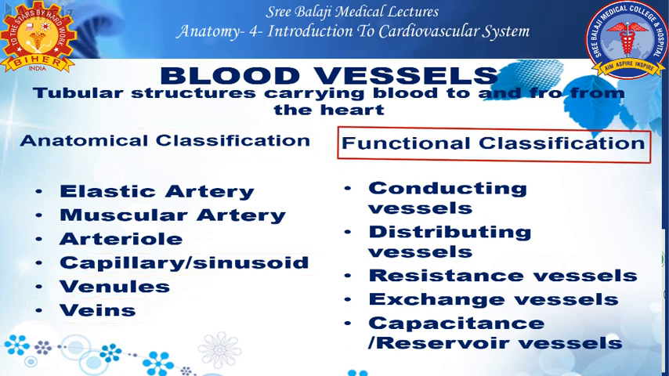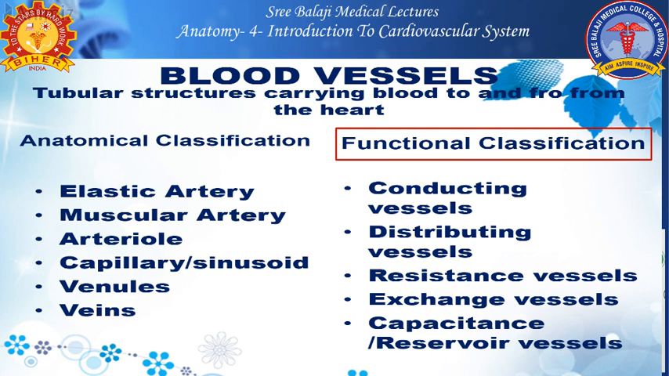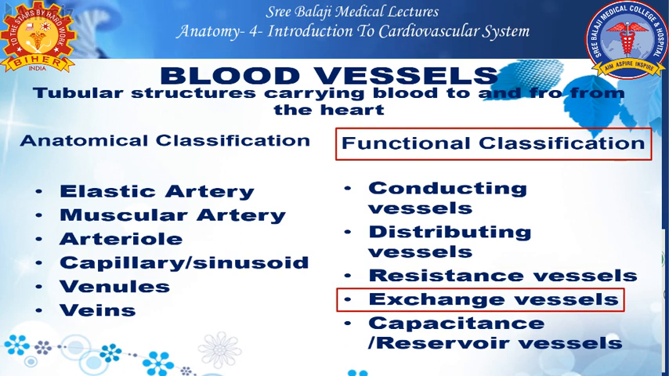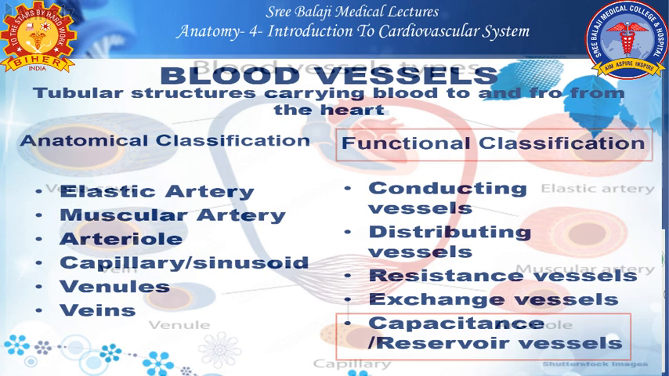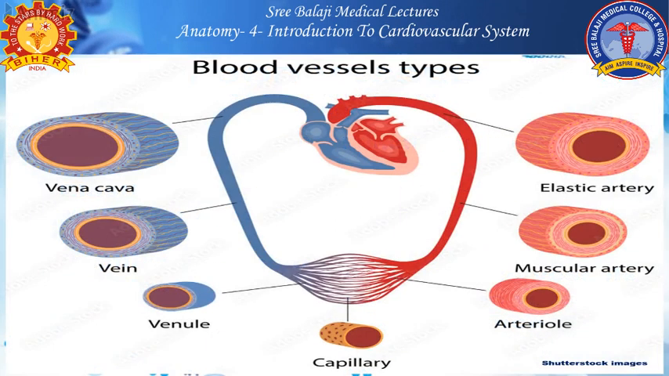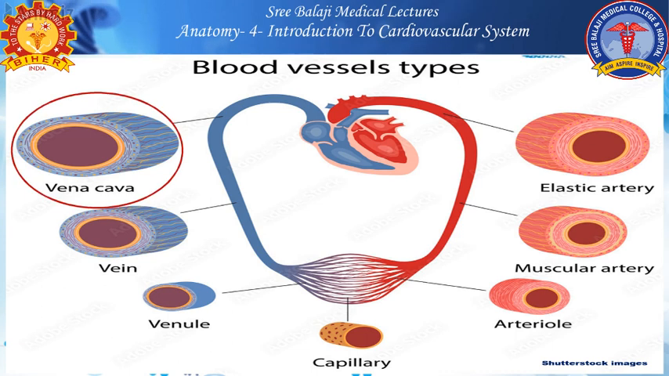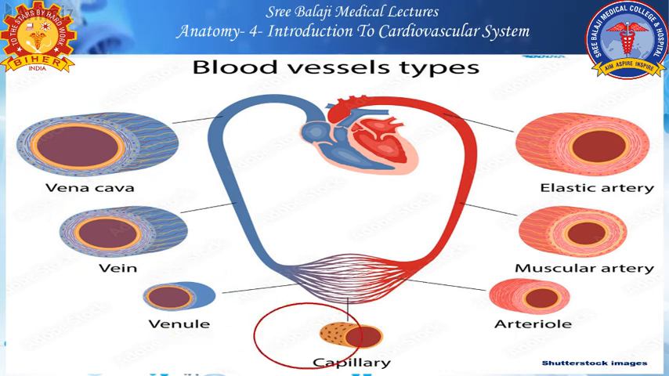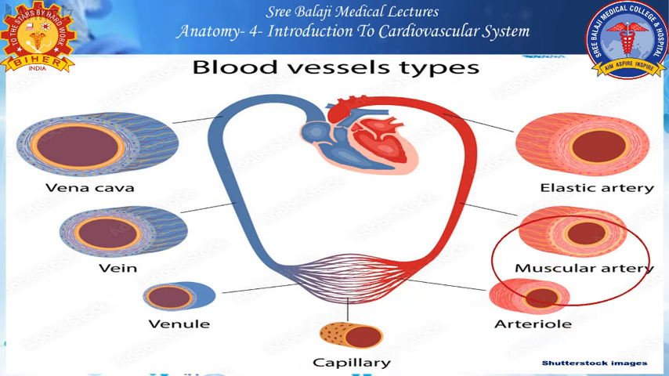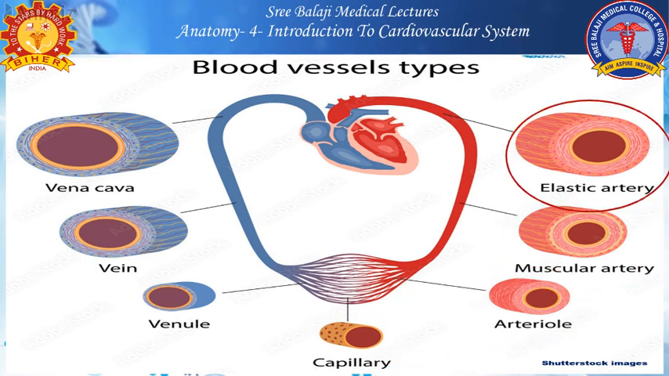In the functional classification, it can be classified as the conducting vessels, distributing vessels, resistance vessels, exchange vessels, and capacitance or reservoir vessels. Here we are seeing the various types of blood vessels. We can see the vena cava, the large vein, the venule, capillary, arteriole, muscular artery, and the elastic artery.